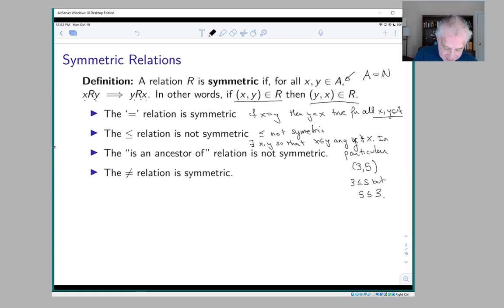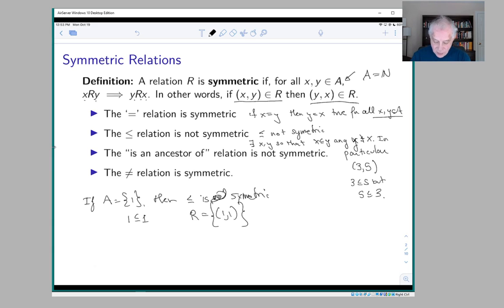If A were the empty set, or let's say that A is just the set {1}, then less than or equals is reflexive, is symmetric, because the only element in R is the pair (1, 1), because there's only one element in the set, and therefore it does satisfy the condition for symmetry. So you have to take into account what the set A that you're looking at is.